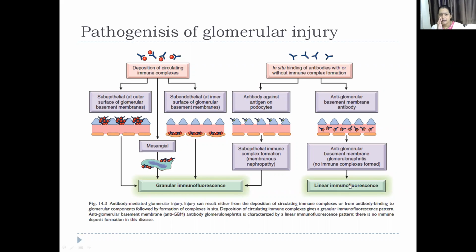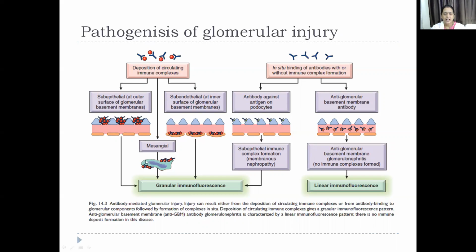I'll tell you here, this antigen antibody reaction, wherever it is happening, whether in situ or circulating, will form some deposits. These deposits, if they are highly cationic, will cross the basement membrane and be there in the subepithelial region. If they are neutral, they will be deposited in the mesangium. That means they are not carrying any charge. If they are anionic, they are unable to cross the basement membrane, so they will settle subendothelially.